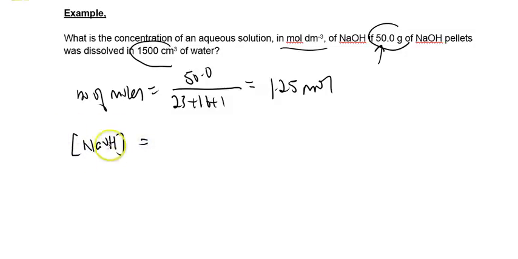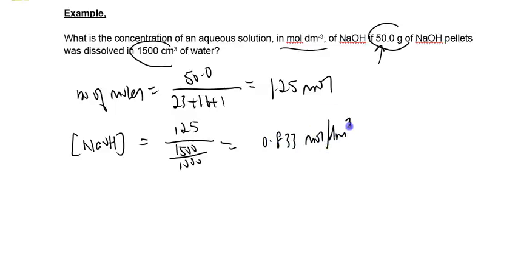This square brackets, it is simply the number of moles divided by the volume. Convert this into dm³ by dividing by 1000, and I have 0.833 moles per dm³. If I wanted to convert this into grams per dm³, we can simply do a multiplication of what?